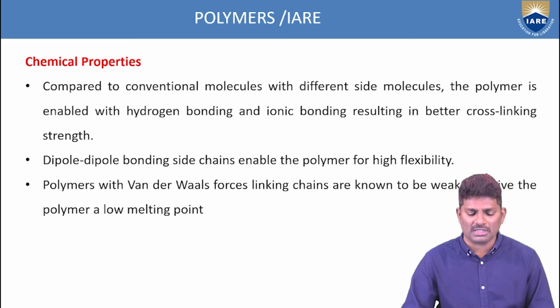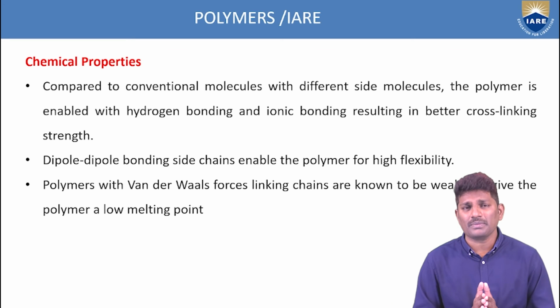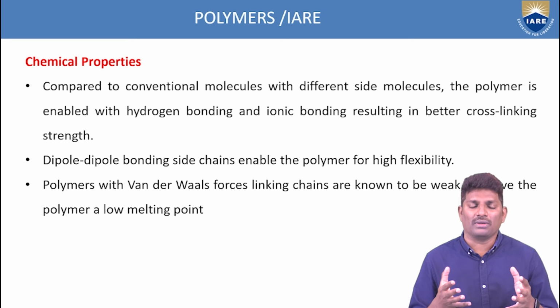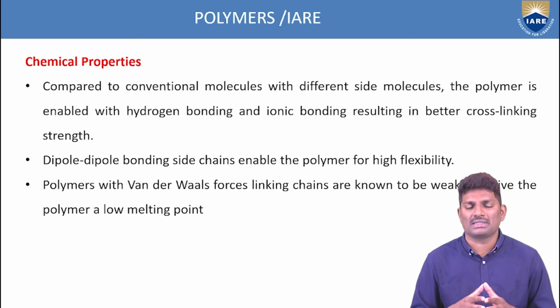Now, if you see the chemical properties, compared to conventional molecules with different side molecules, the polymer is enabled with hydrogen bonding and ionic bonding, resulting in better cross-section strength. So, what is the backbone we have in the polymer structure? It is composed of the hydrogen and carbon bonding. So if these have ionic bonding, what is happening? This will result in good strength. If you want to have good strength inside the polymers, this ionic bonding is very important between the hydrogen as well as the carbon atoms.